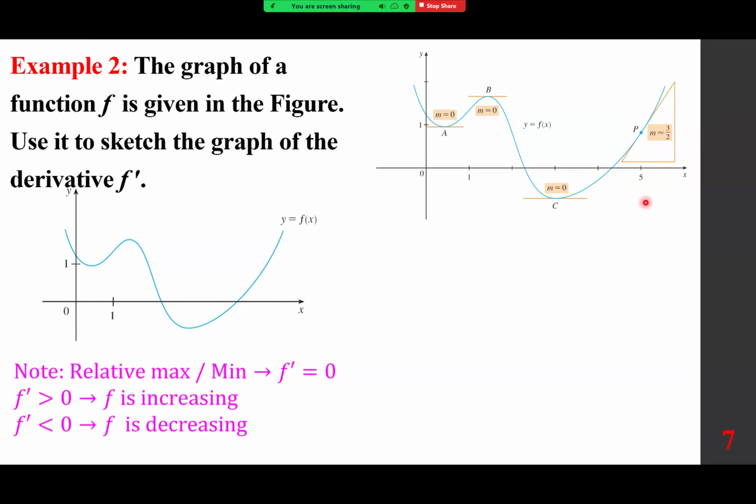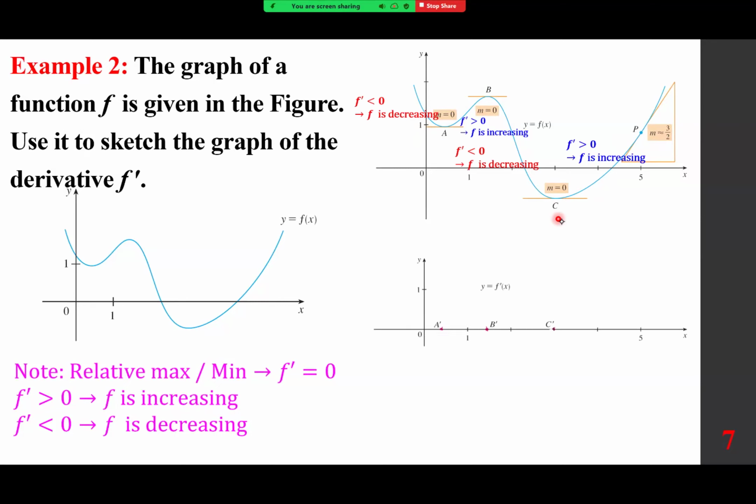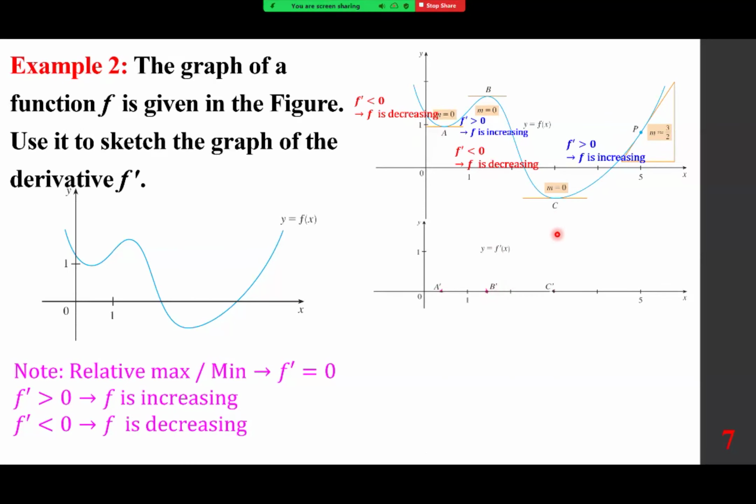Now, this portion of the graph is decreasing. This portion of the graph is increasing. So take a look at what happens. Those portions are decreasing. Those portions are increasing. Now, corresponding to A, we have A prime, which is 0. Corresponding to B, we have B prime, which is 0. Corresponding to C, we have C prime, which is 0. So this is decreasing, class. That means f prime must be below the x-axis. So this part is below the x-axis, something like that, okay?